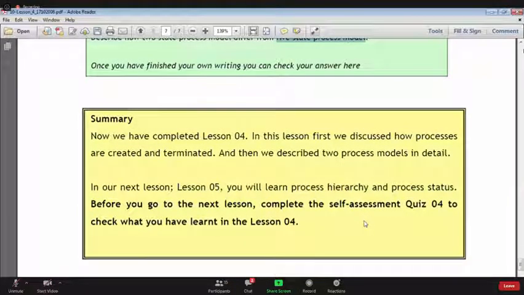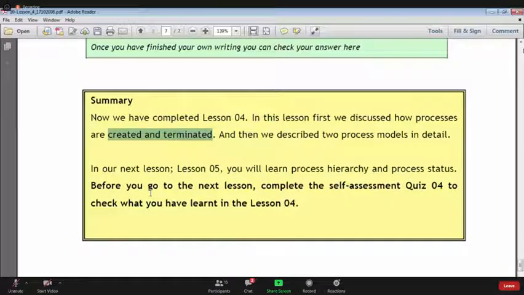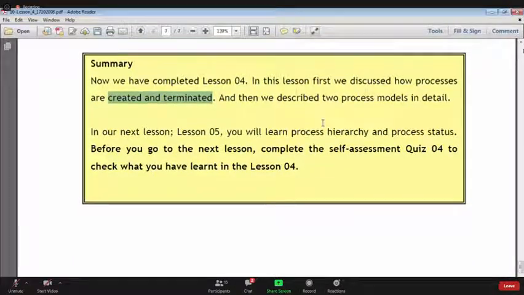Right. So we have completed lesson 4. First we discussed how processes are created and terminated, so you should know process creation and termination. And then we described the two-state process model and the five-state process model in detail. So in the next lesson you will learn process hierarchy and process status.